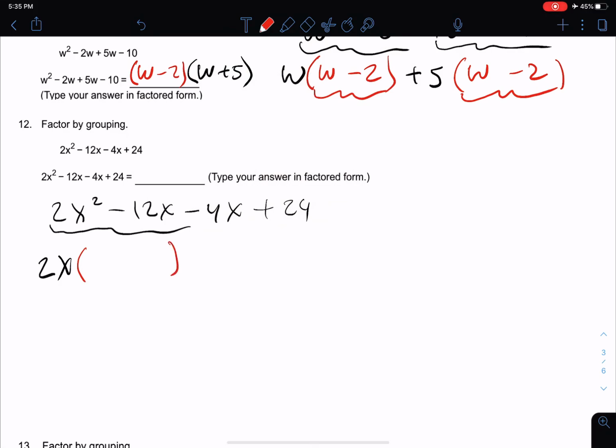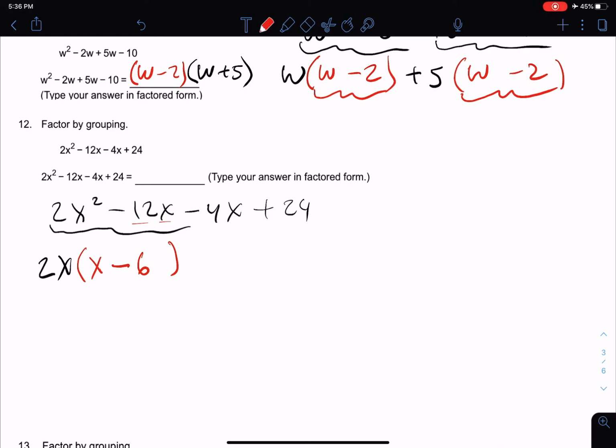Factor out 2x, what do you have left? Well, x minus 6, right? Distribute: 2x times x is 2x squared, and 2x times negative 6 is negative 12x. Yes, that did work.